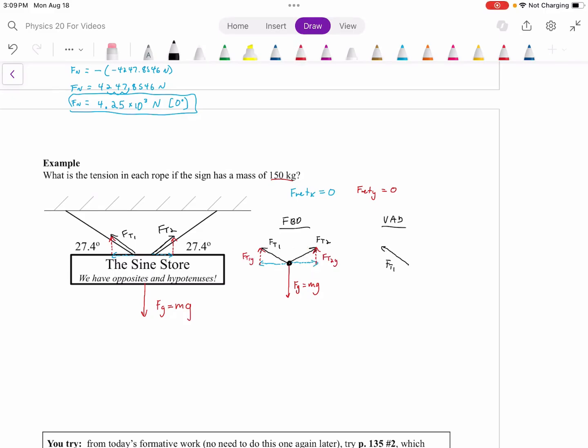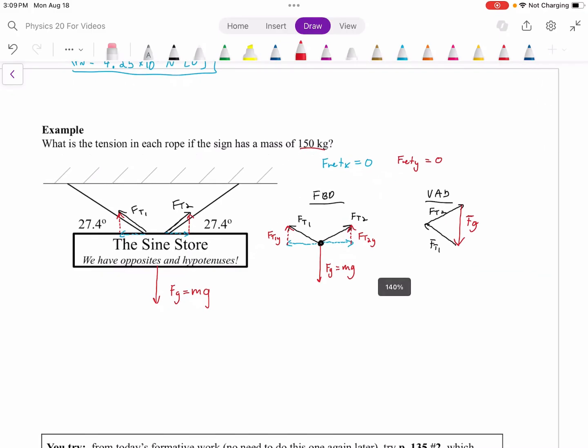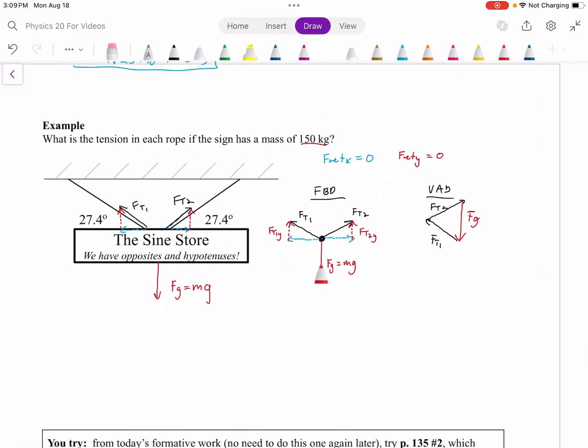For our vector addition diagram, tip to tail, F tension 1 and F tension 2, plus the force of gravity brings us right back to where we started, which is what we expected, no net force, right? Okay, so like I said, we know a little bit more in the y-axis because we can get the force of gravity, right? We might think to look in the x-axis, but pretty quick we'd realize, well, I don't know anything in the x-axis. So let's start with the y-axis and see where it takes us.